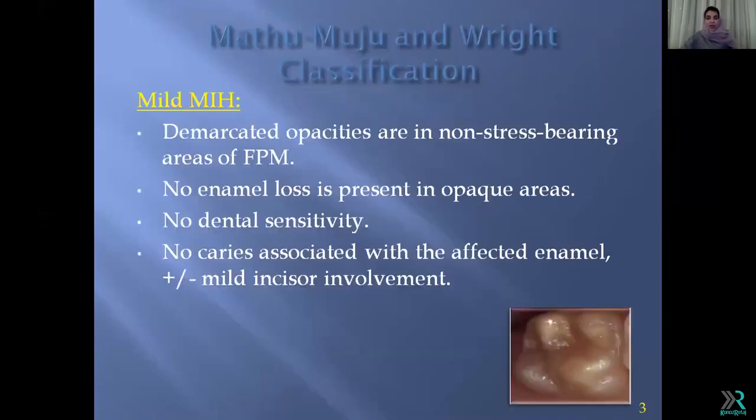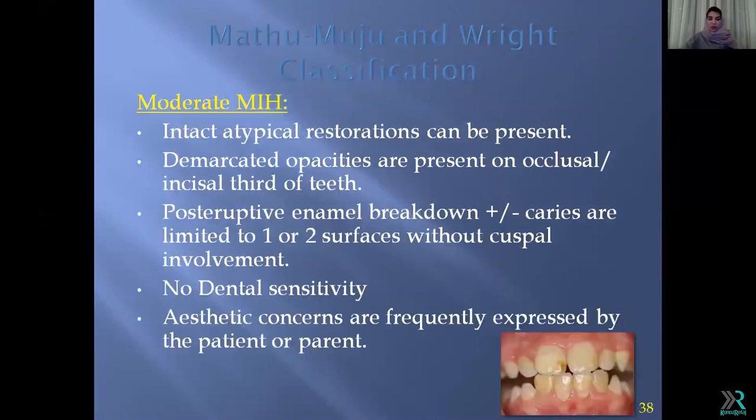It is also classified into mild, moderate and severe. The mild type has demarcated opacities in non-stress bearing areas of the first permanent molar. No enamel loss is present in the opaque area. No dental sensitivity. No caries is associated with affected enamel, with or without mild incisor involvement.